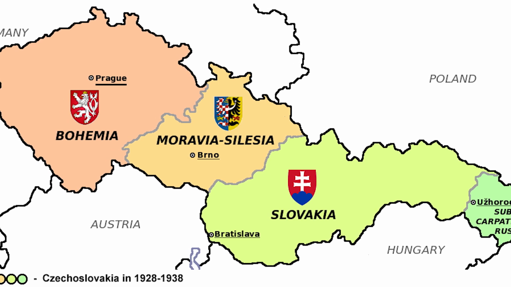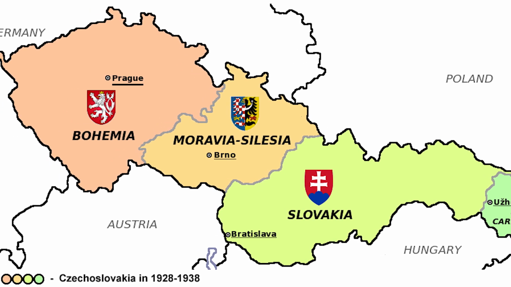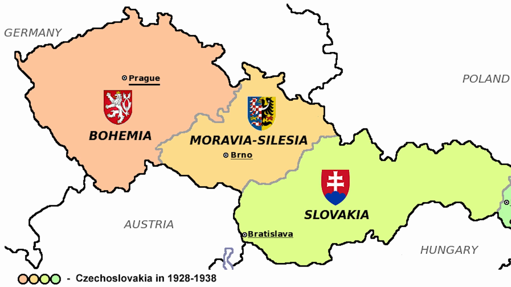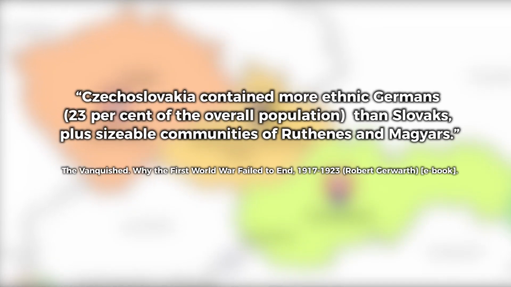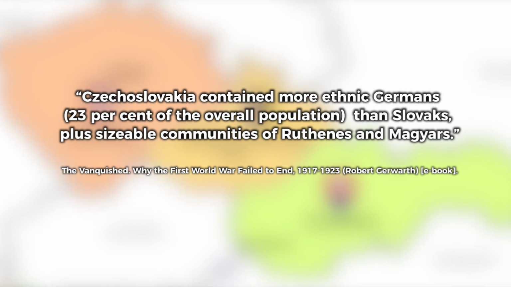Now do notice that the country's inhabitants were not only Czechs or Slovaks. Czechoslovakia contained more ethnic Germans, 23% of the overall population, than Slovaks, plus sizable communities of Ruthenes and Magyars. And this mixed population led to problems in the years to come.